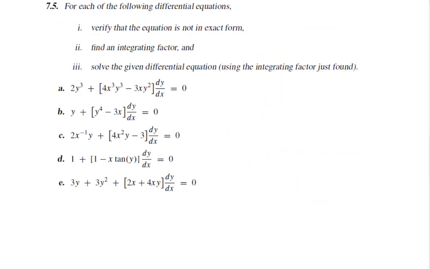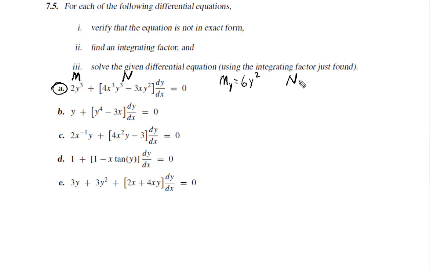Okay, we'll work on the A choice on this one. And to begin with, we're asked to verify that it's not in exact form. So here is our M and N. To check for exact form, we need to do the derivative of M with respect to y. The derivative of M with respect to y would be a 6y squared.